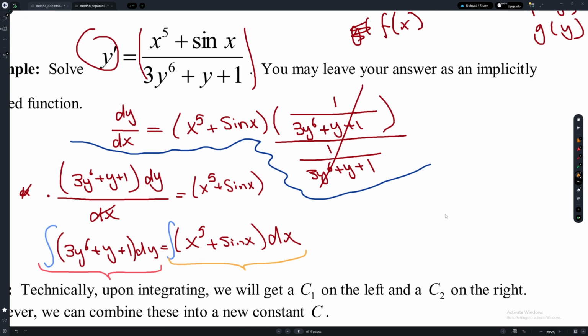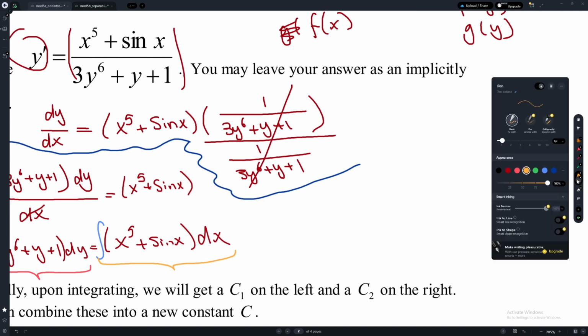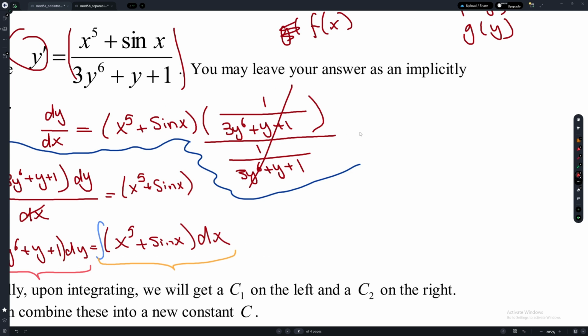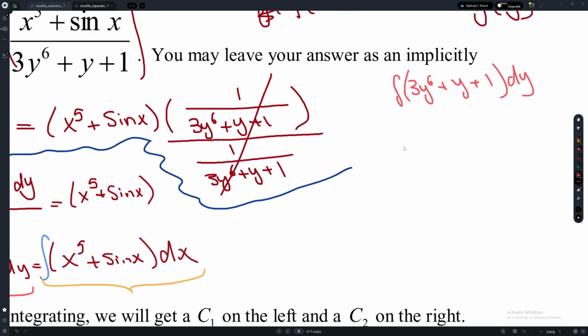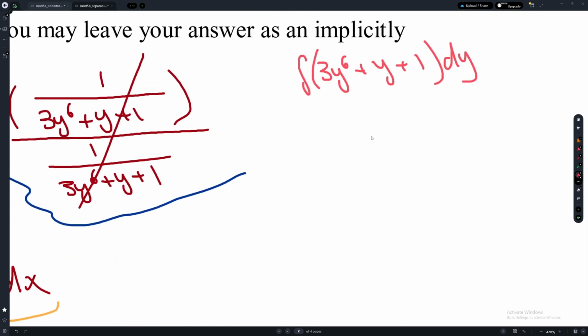There you go. If I go to the side here, I'm going to use the same color so you guys can connect the two. I have the integral of 3y^6 + y + 1 dy. When you integrate this, I'm running out of space, so I'm going to zoom in more. If I want to integrate this, I can separate it: the integral of this plus the integral of this plus the integral of this.